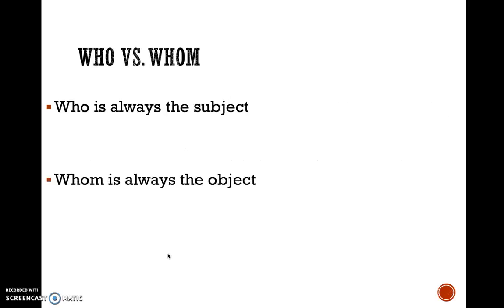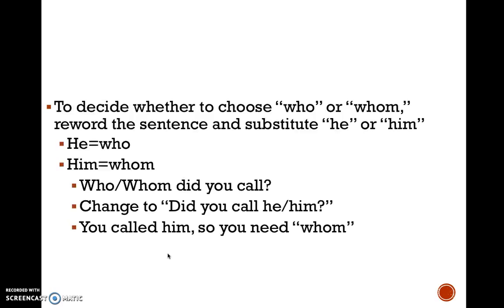Who versus whom? This is always very tough for kids. Who is always the subject, and whom is always the object. That's why I was talking about the differences in who and whom, right? Or in the subject and object. We've got to know subject and object, okay? So to decide whether or not you should use who or whom, you need to reword the sentence and substitute he or him. So he equals who and him equals whom. Now someone always asks, well, what about girls? Yeah, okay, gosh, she and her. Just replace them that way if you want to. It works the same way, okay, guys?